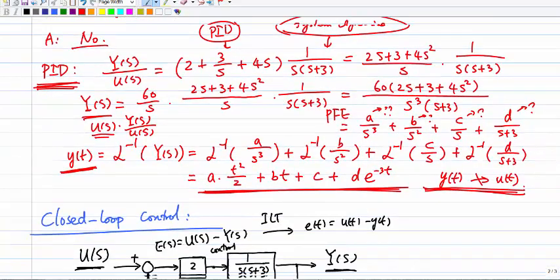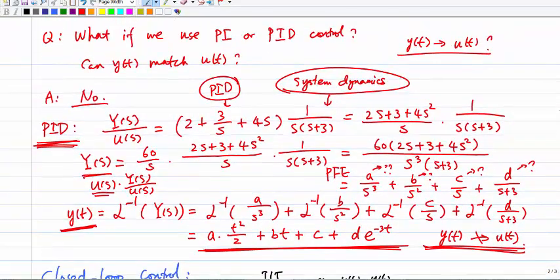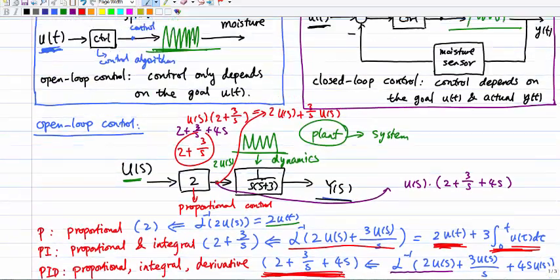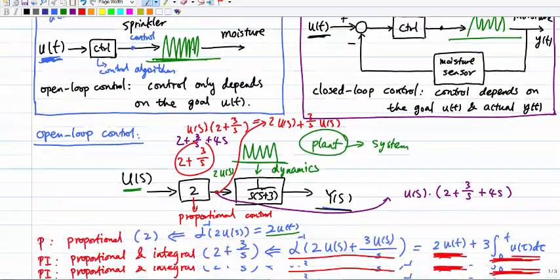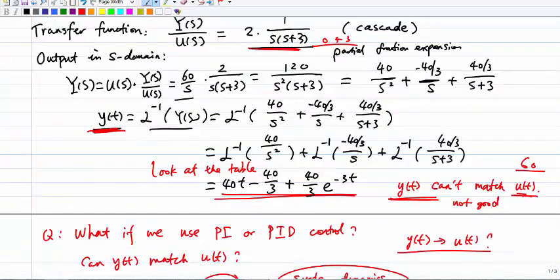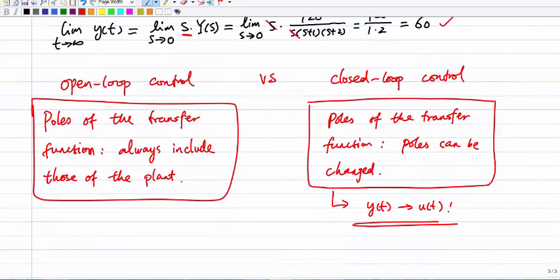And if I look at the PID over here, the transfer function is this, right? So you look at this, the poles will be 0, 0, and minus 3. So it always includes the poles of the original system in my transfer function. So this is what I said over here: the poles of the system transfer function for open loop control always include those of the plant. However, for closed loop control, the poles of the transfer function can be changed.